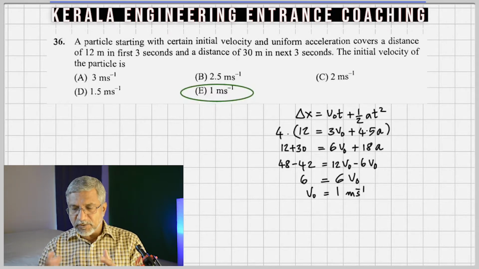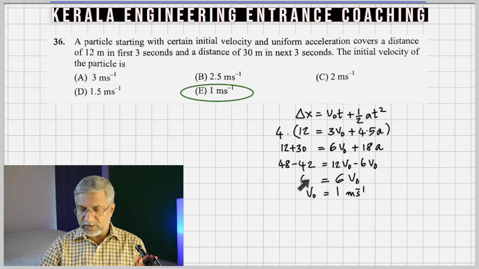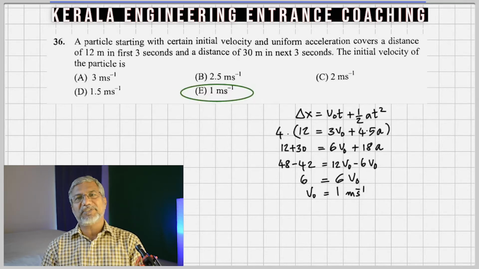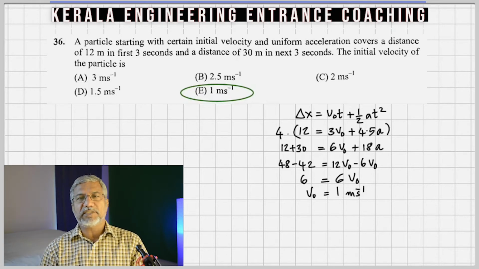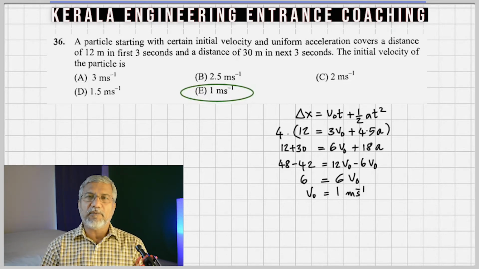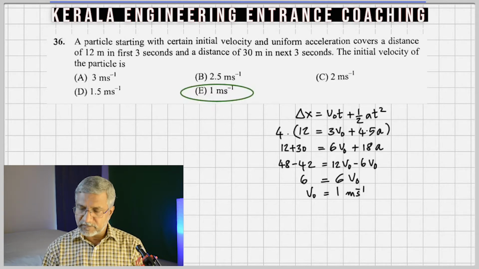Okay? So once you do that, now it's easy. From the right side, it's 6 V naught. 12 minus 6 is 6. 48 minus 42 is 6. So V naught is 1 meter per second. So if you didn't like the way I did it, you can solve it by substitution or another form of elimination, whatever you like, but that's how you get the answer.